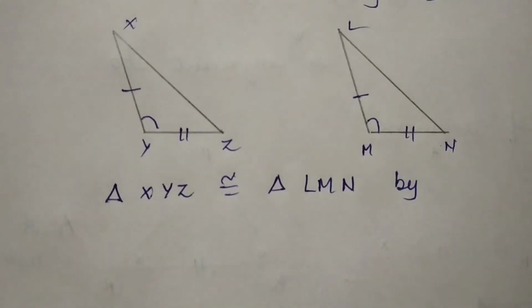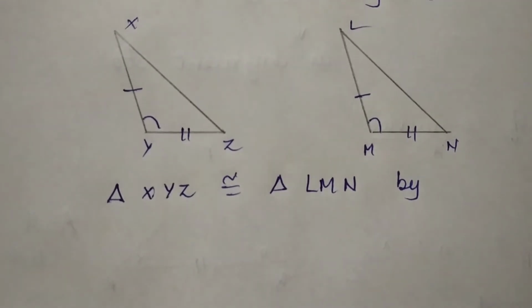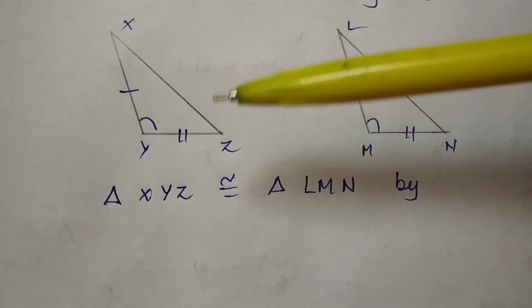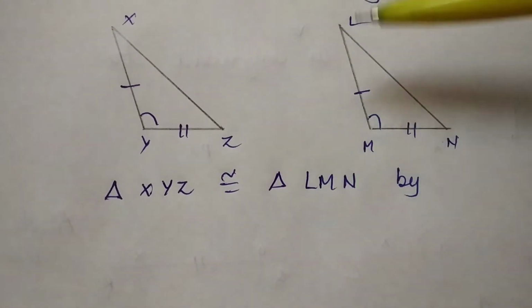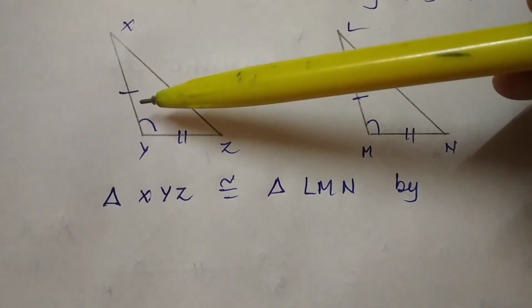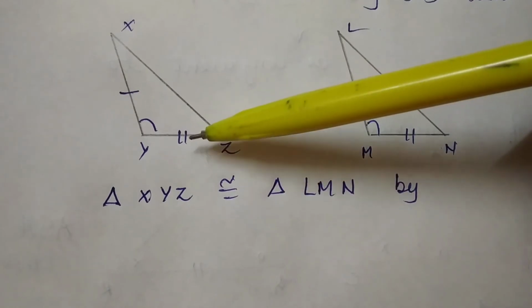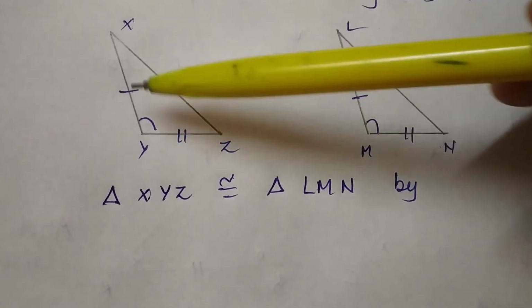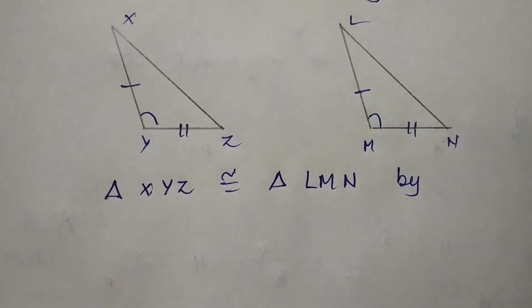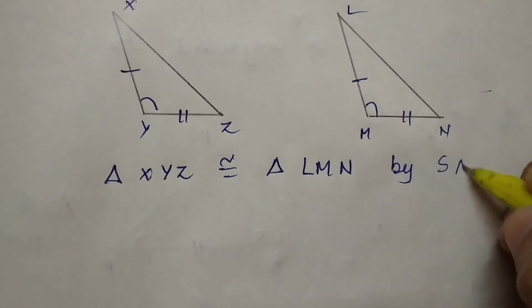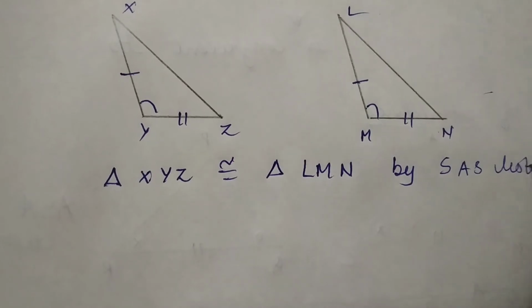Let us look at what the congruent components given here are. If we see, we have XY congruent to LM, angle Y congruent to angle M, and YZ congruent to MN. So for this I'll write down S, for this I'll write down A, and for this I'll write down again S. Side, angle, side test. So the two triangles are going to be congruent by SAS test.